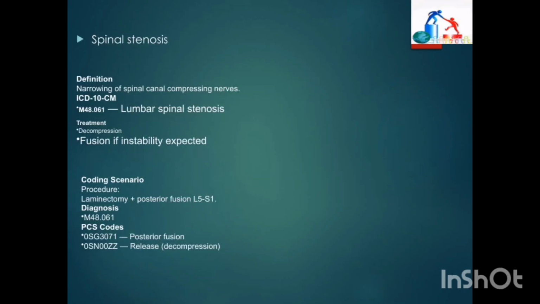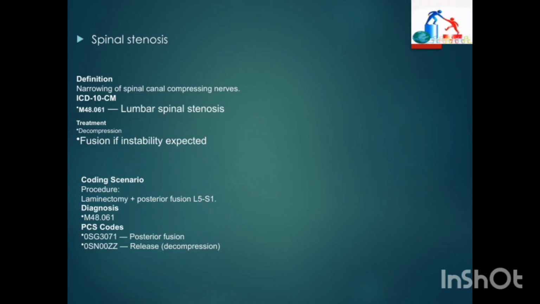In this slide, we're looking at a typical coding scenario involving a procedure called a laminectomy combined with a posterior fusion at the L5-S1 level. This is a common surgical approach to treat lumbar spinal stenosis, which is what we'll focus on next. The diagnosis here is M48.061, which specifically indicates lumbar spinal stenosis.